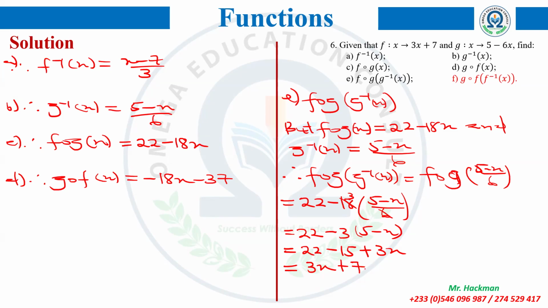Okay, look at what you have here carefully, the result. 3x plus 7 is equal to which function? Which of the given functions is the same as 3x plus 7? f of x. f of x. Take note of that.